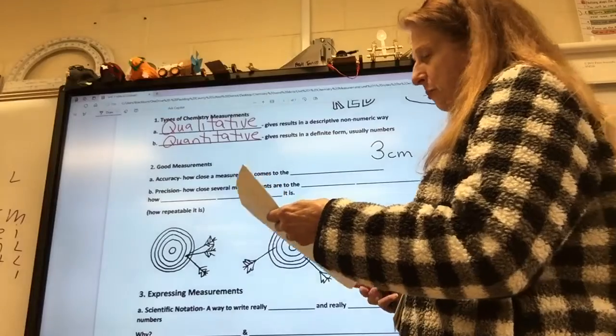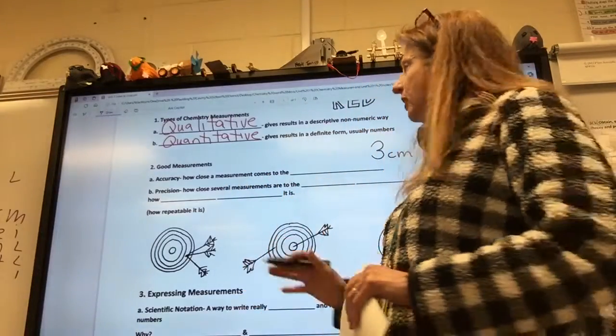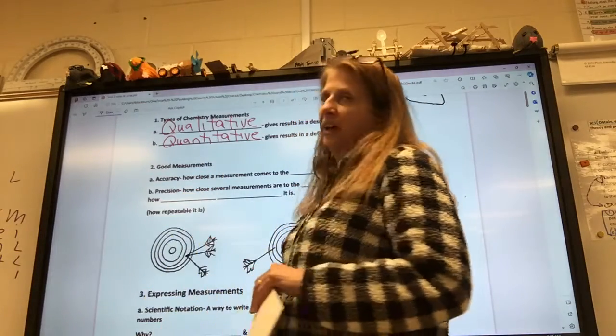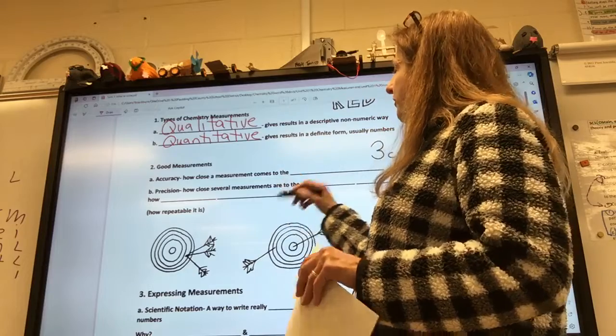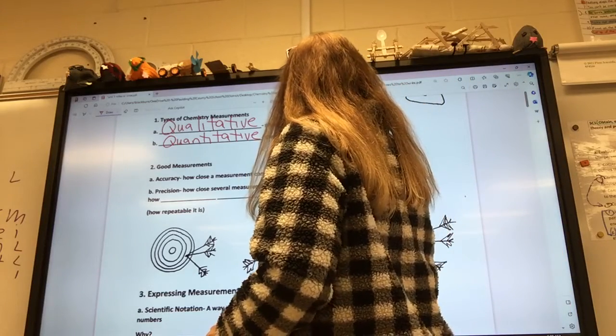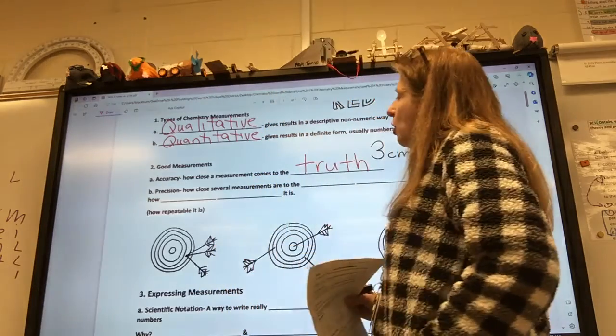Okay, so good measurements. We want to make good measurements in here. We're going to do lots of labs. You're going to love it. We want lab measurements that are accurate and precise. Now, what's the difference? Accuracy is how close a measurement comes to the truth. How close it is to the truth.